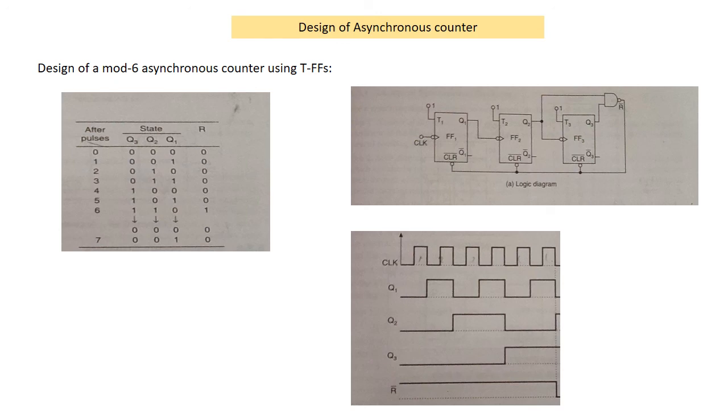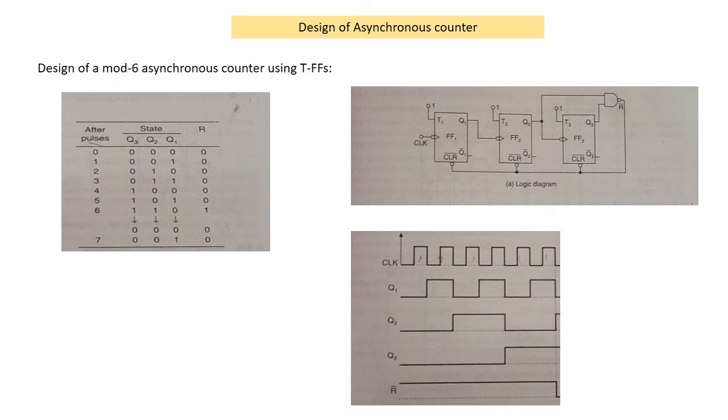It is called a divide by 6 counter in the sense that it divides the input clock frequency by 6. It requires 3 flip-flops. Why? Because the smallest value of n satisfying the condition n less than or equal to 2 raised to n is n equal to 3. So 3 flip-flops can have 8 possible states, out of which only 6 are utilized and the remaining 2 states 110 and 111 are invalid.